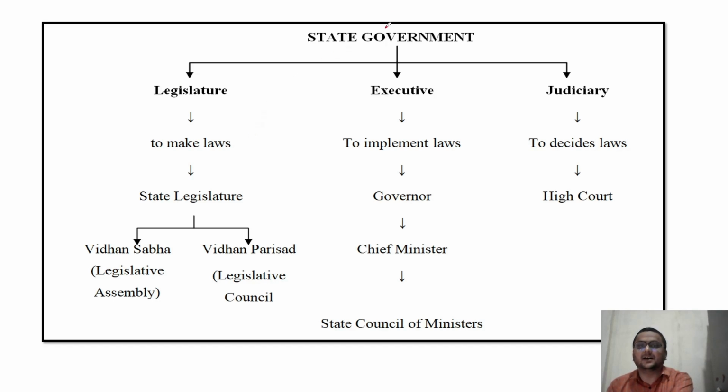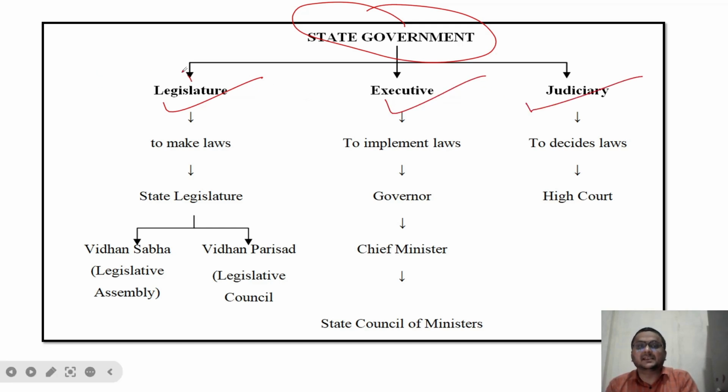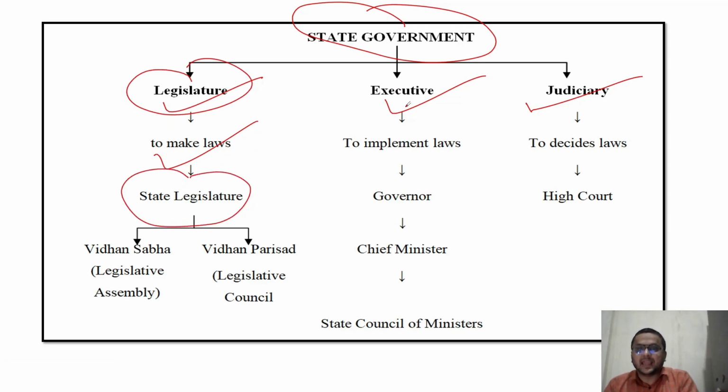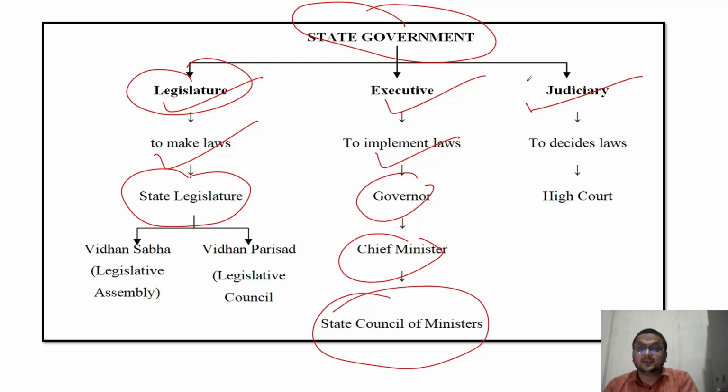First of all, in state government, we have three organs of the government: legislature, executive, and judiciary. The legislature organ makes the laws, and it includes the state legislature. The executive organ implements the laws. It includes the governor, chief minister, and state council of ministers, etc. The judiciary decides the laws. The High Court is the top authority in the judicial capacity in the state government. The Supreme Court is at the top, but at state level, the High Court is the top.